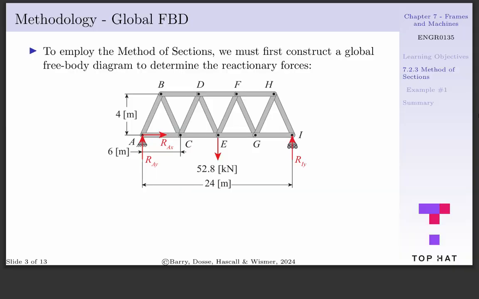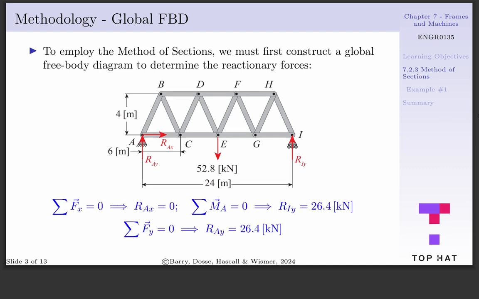Similar to the method of joints, the method of sections starts by constructing a global free body diagram to determine the reactionary forces of the truss structure. For instance, if we revisit the truss structure from the previous lecture, we can determine the reactionary forces RAY and RAX at pin A and RIY at a roller support.